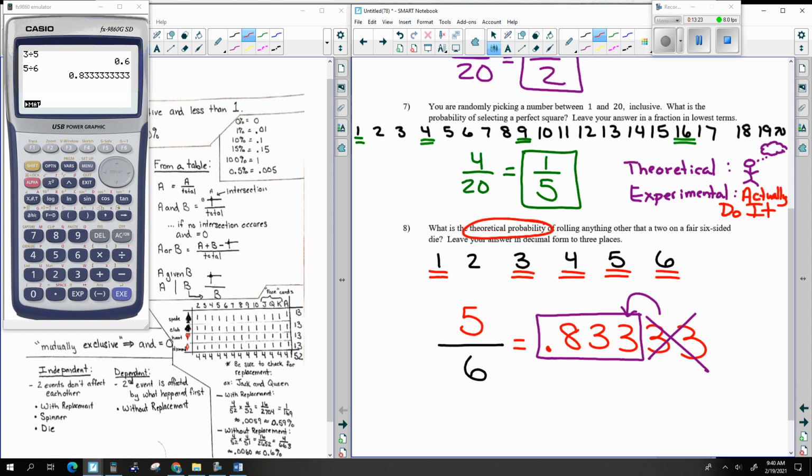Like flipping a heads should be 50%. But if I flip a coin 10 times, and let's say I get 60%, that would be an experimental probability. Because I actually did it, and I found my probability is a little bit different. Theoretically, it should be 50%, but my experimental probability was 60%.